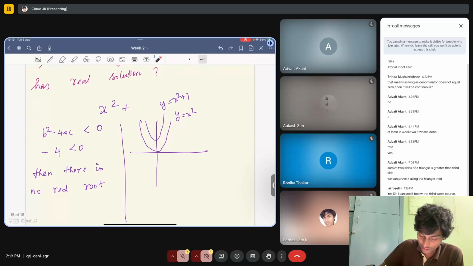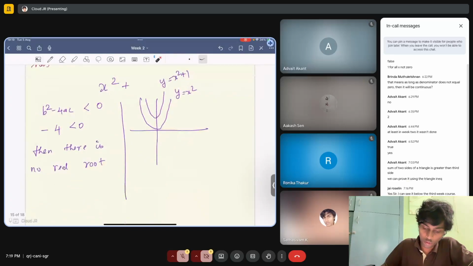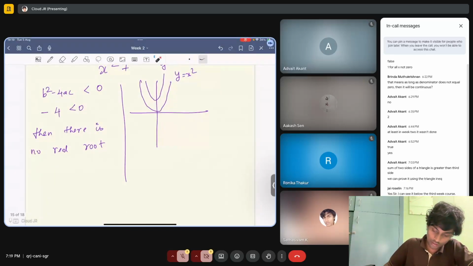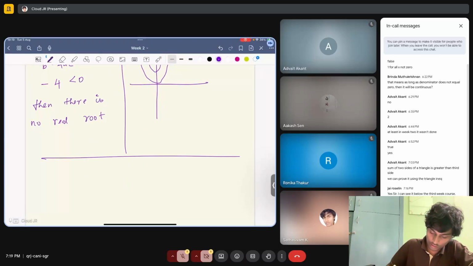If you see clearly here, is x square plus 1 ever 0? I have a parabola which goes like that. It never touches 0, right? So you don't have any real solution. But if you want to prove it analytically, of course, this is not a proof; this is just the idea. If you want to prove it analytically, you can prove it like this.